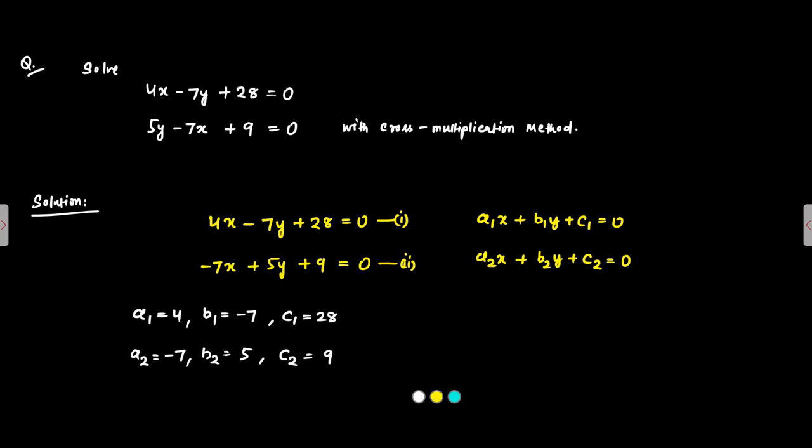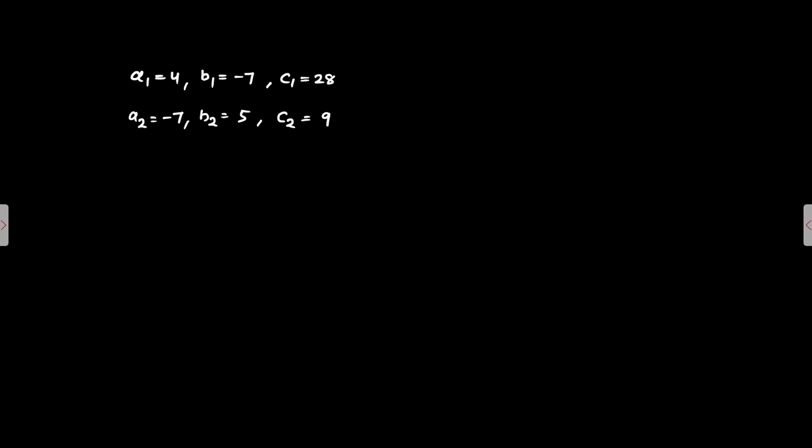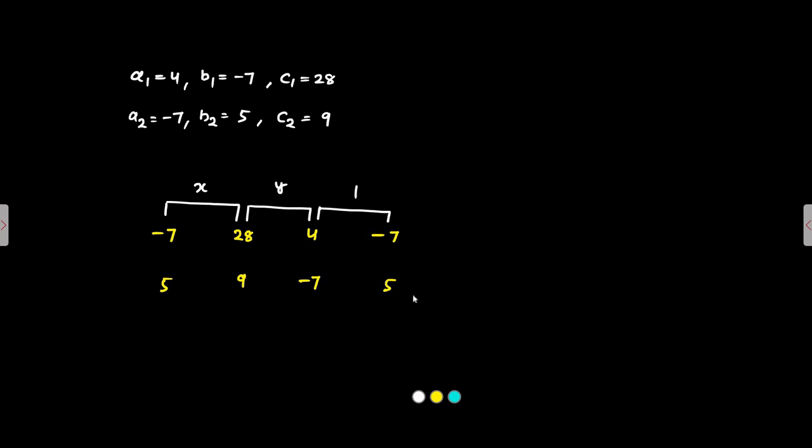Now we'll write the BCAB cross multiplication format, which will be first B1, B2, that is minus 7 and 5, then C1, C2, 28, 9, then A1, A2 is 4, minus 7, and then B1, B2 again, that is minus 7 and 5. So this is first x, then y, and then 1. BCAB format, that way I have written. You can also write it in ABCA format, it's up to you.